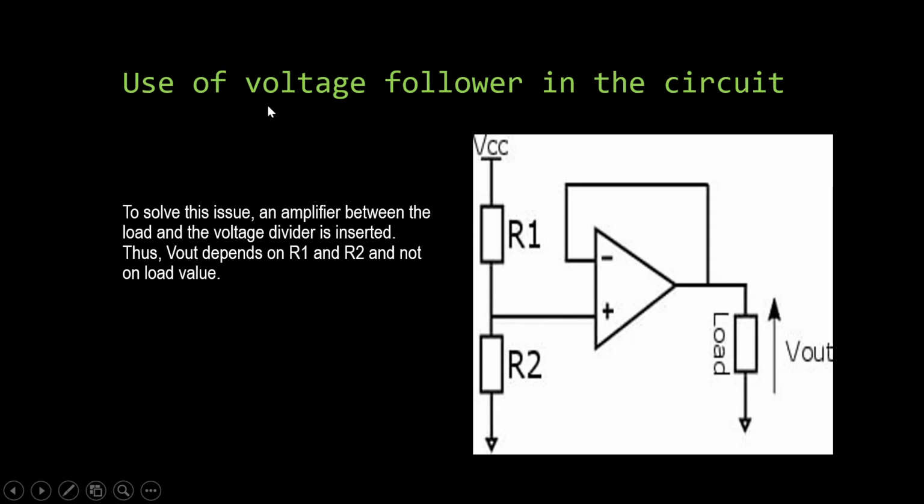So, the use of the voltage follower in this circuit. To solve this issue, an amplifier between the load and the voltage divider is inserted. Thus, the V out depends on R1 and R2 and not on the load value. Here we can see the V out will just depend on the V input that has been provided by R1 and R2 and the voltage across it. So it will be independent of the load resistance.